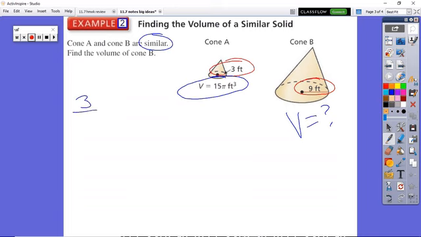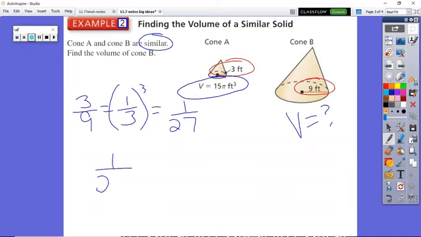So the similarity ratio or scale factor is 1:3. So the radius triples, but the volume doesn't triple, right? It's in cubic units, so we have to cube this scale factor. So now 1:27. So if our sides or radii get 3 times bigger, then our volume is going to get 27 times bigger.